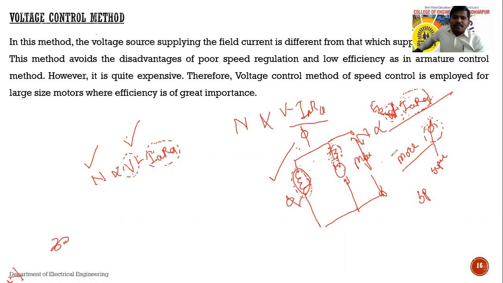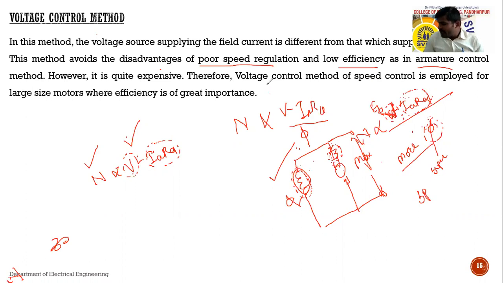Okay, so see, if we use the supply voltage control technique, that is controlling the speed by changing the supply voltage, it will avoid or recover the disadvantages of the previous system. That means the poor speed regulation and low efficiency in case of armature control can be avoided. However, this technique is quite expensive.